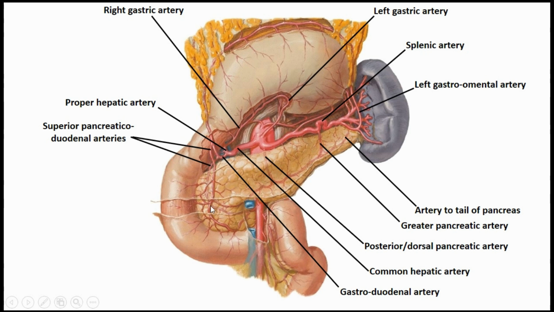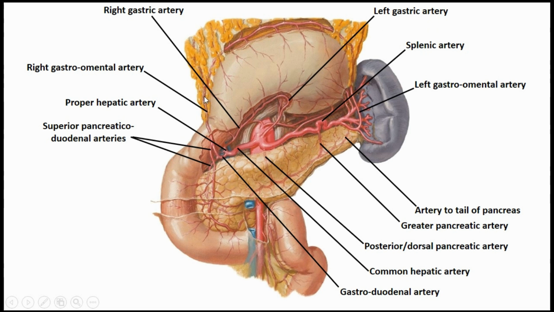Now, we've got to go to the head of the pancreas and supply the duodenum as well, and that's going to be done by 2 superior pancreaticoduodenal arteries. And they actually wind up splitting to go on the anterior side of the pancreatic head and the posterior side of the pancreatic head, so they kind of straddle it. Also coming off our gastroduodenal is that right gastro-omental artery to the greater curvature of the stomach.